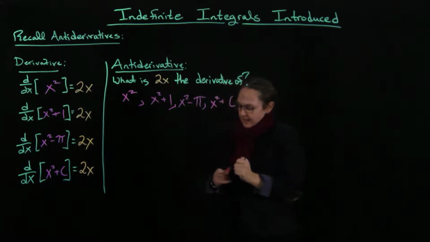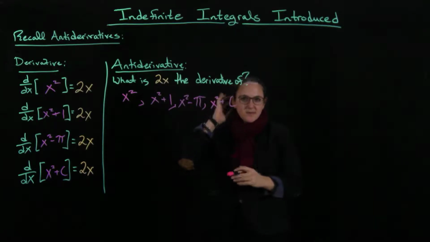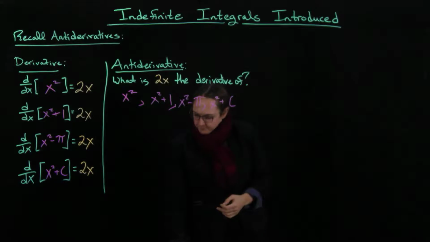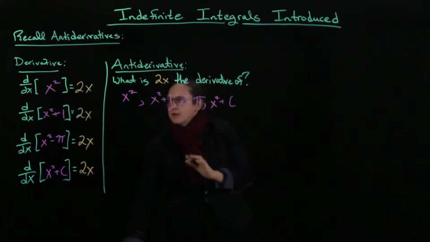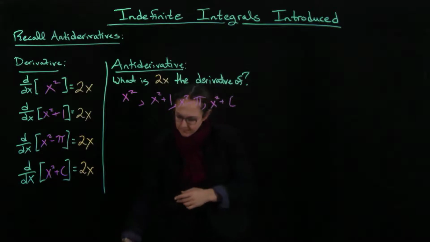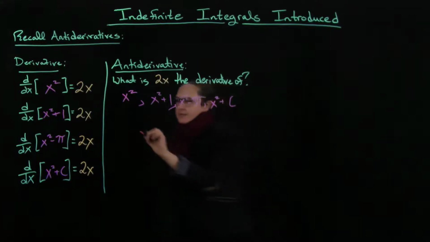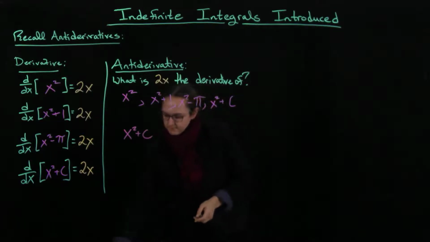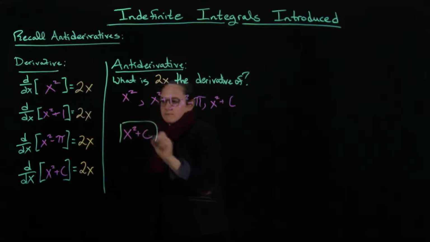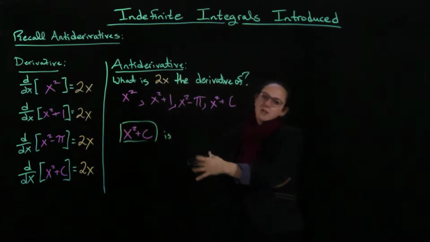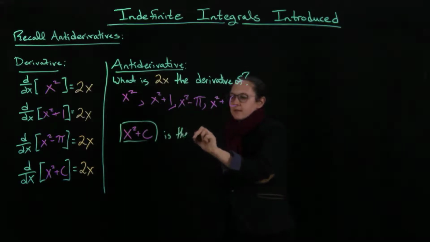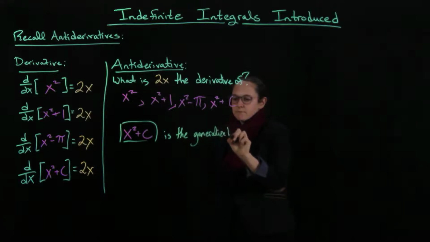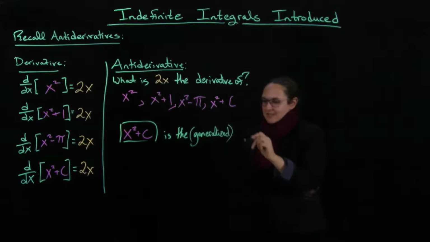Right? And then in general, when we say the antiderivative, remember we talked about the generalized antiderivative where I put a plus c in there. Okay? And so the generalized antiderivative is, so what we actually write is that x squared plus c is the, and sometimes we write generalized and sometimes we don't, is the generalized antiderivative.